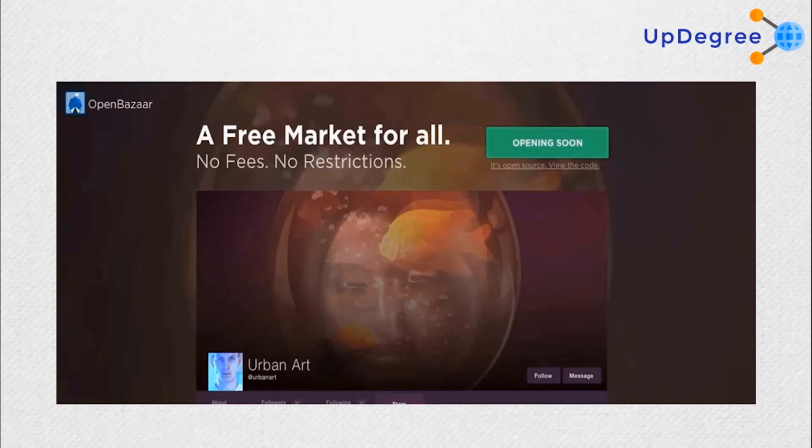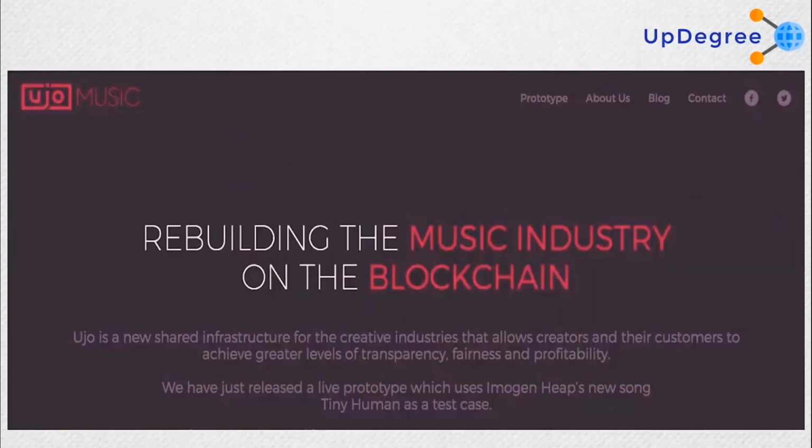So there is an urban art. Here also they are seeing blockchain-based smart contracts coming, even for selling art, music. This is again where they're trying to use blockchain with smart contracts for music. People can come and put their music, any prototype.